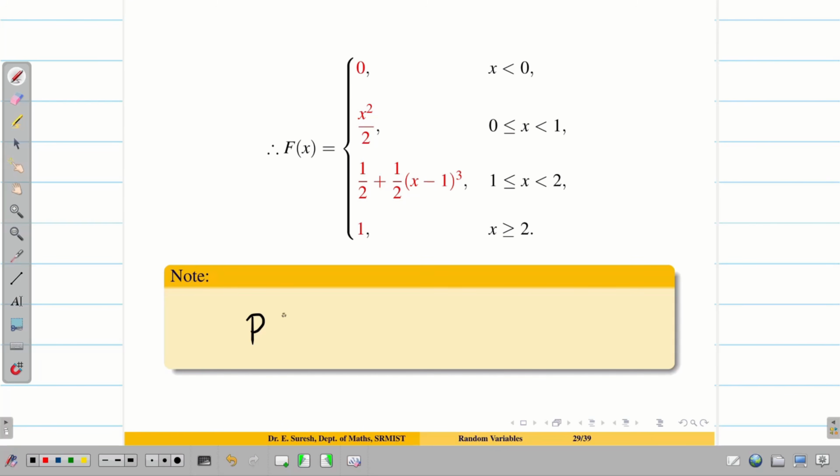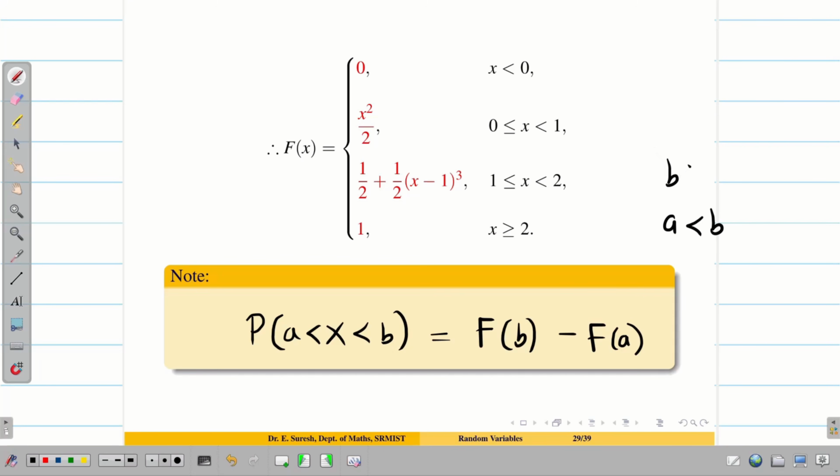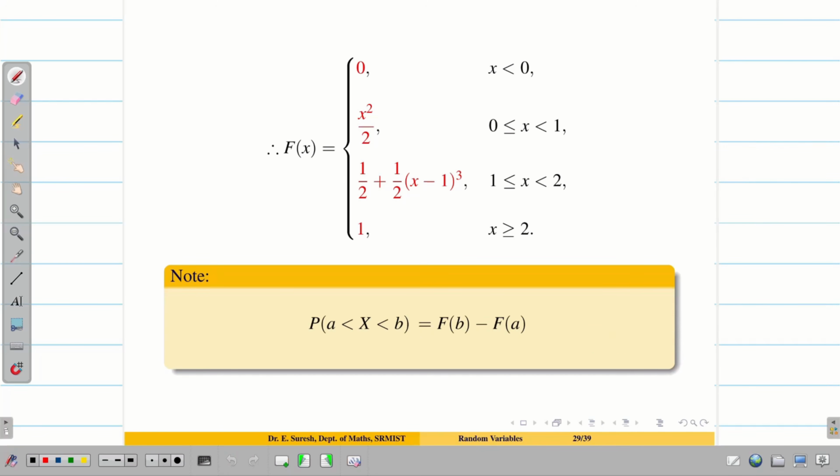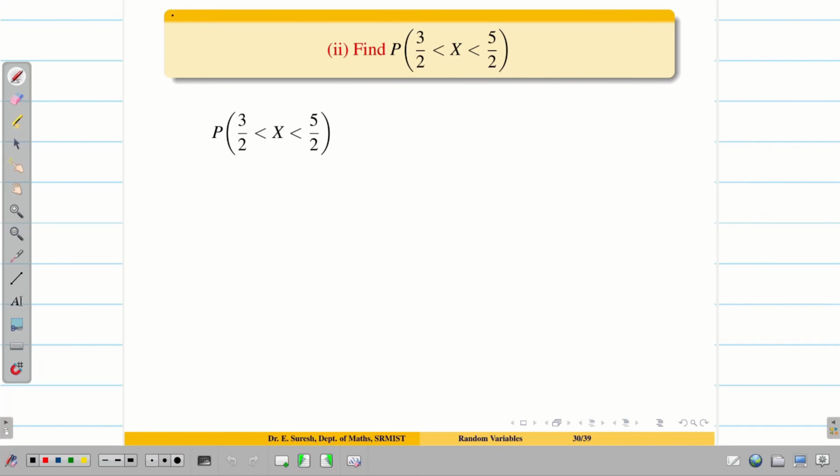Hope you understand. The probability of x lying between a to b is equal to F of b minus F of a, provided a is less than b, or b is greater than a. So easily we can find the probability using the CDF. Now using this property, we are going to find the probability of x lying between 3 by 2 to 5 by 2. Now we can express this as capital F of 5 by 2 minus capital F of 3 by 2.